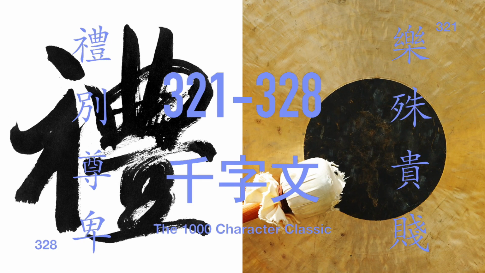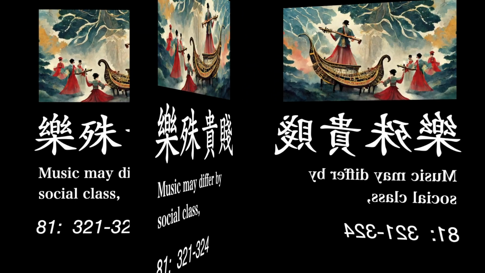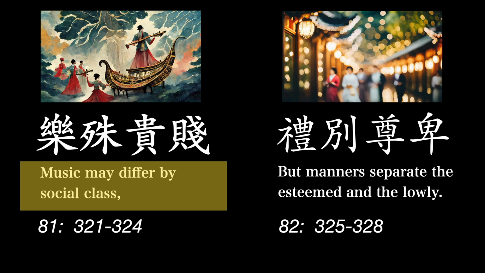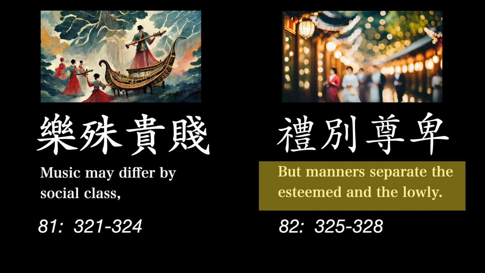In this lesson, we will look at characters 321 through 328 of the 1000 character classic, the 1500-year-old Chinese classic in which no characters are repeated. These lines 81 and 82 concern themselves with music and manners. The translation reads, "Music may differ by social class, but manners separate the esteemed and the lowly."